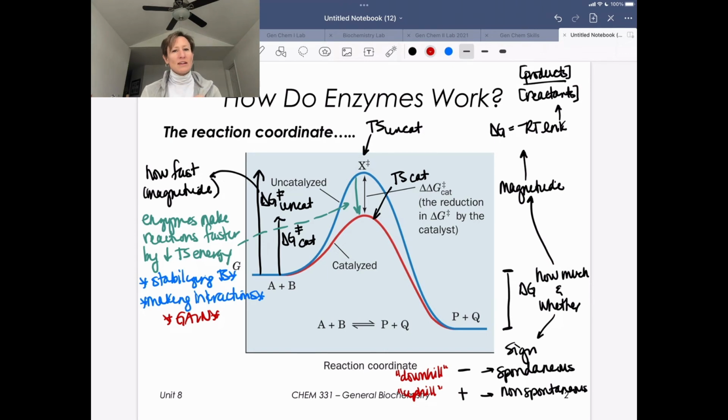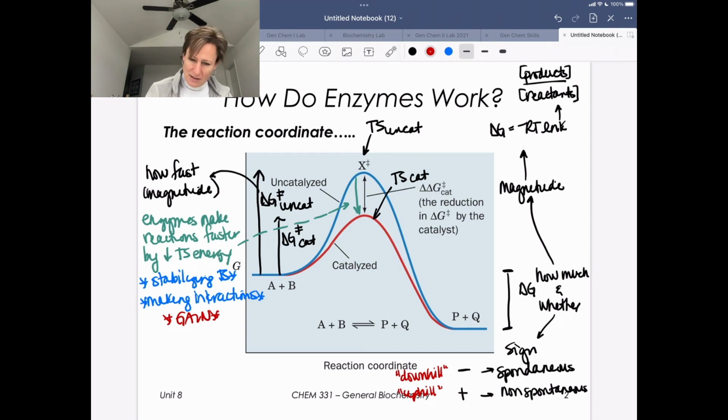Some important things as we summarize this slide: we do not see a change in delta G. There is no change in how much. That is, we're going to make the same amount of product, we just get there more quickly. And there's no change in whether. Enzymes cannot take a non-spontaneous reaction and make it spontaneous. They just make spontaneous reactions faster.